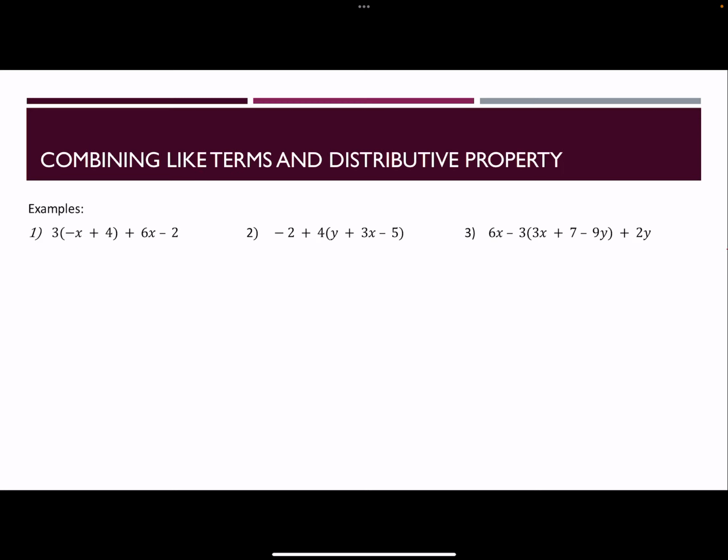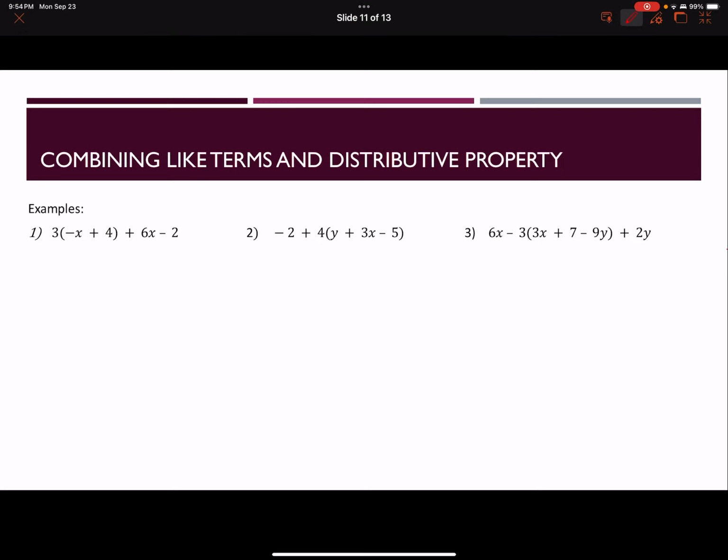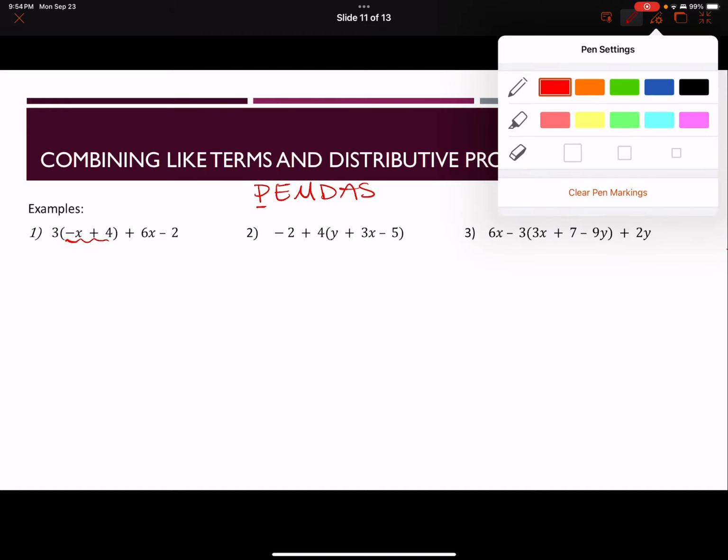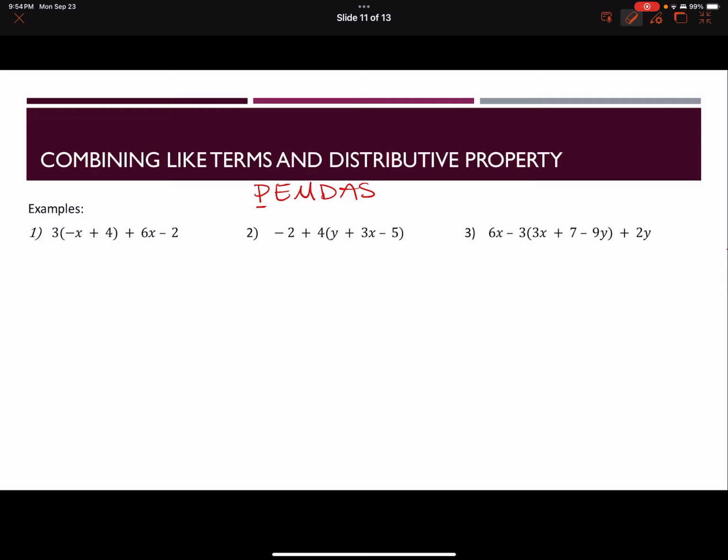All right, last but not least, let's put this together. So we're going to use distributive property and combining like terms together, but I want you to always keep in mind, always, every time we simplify, we're following the order of operations, PEMDAS. So P, we're simplifying inside the parentheses if we can. Negative x plus 4, those aren't like terms. I can't simplify. So P, I don't have anything to do.